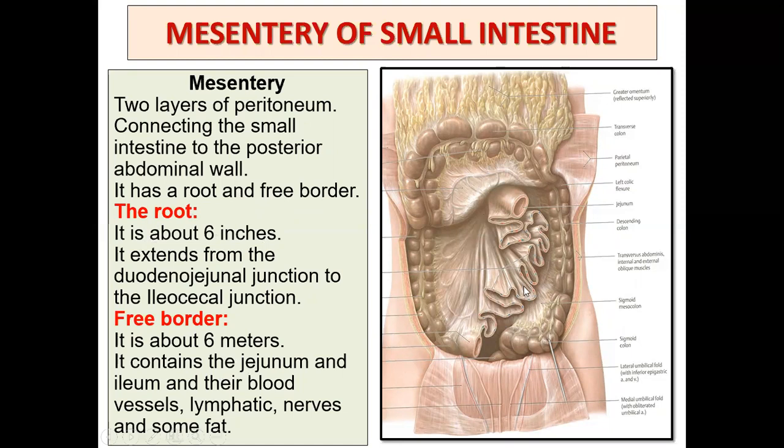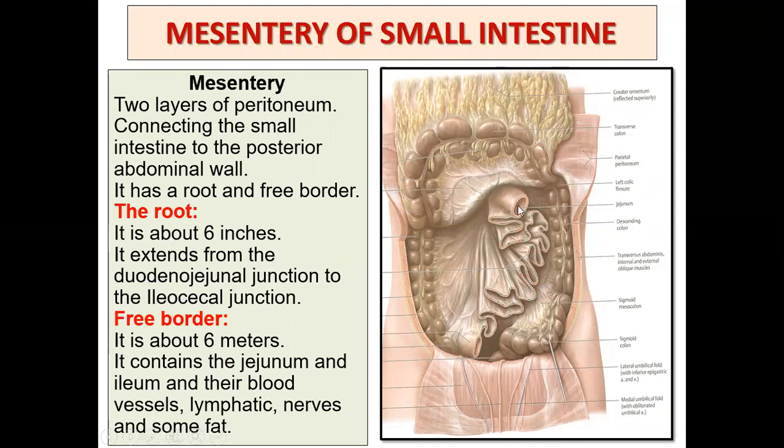This is a very long part, 6 meters, but behind, it is attached to only a small area, that is 6 inches. So that is the difference between the root and the border. The root is 6 inches. It extends from the duodenojejunal junction to the ileocecal junction. That is the beginning from the duodenal end and the beginning of jejunum, called the duodenojejunal junction: the end of duodenum and beginning of jejunum, because the duodenum is totally fixed. So this root begins from the duodenojejunal junction.